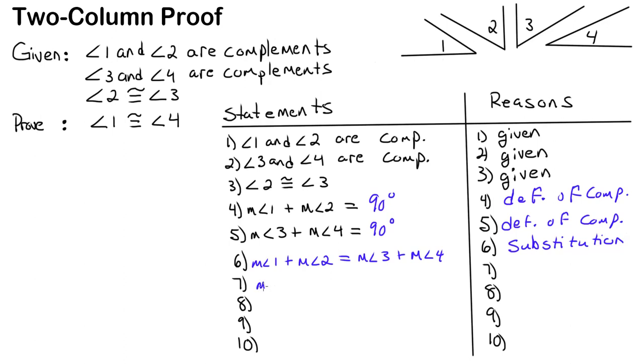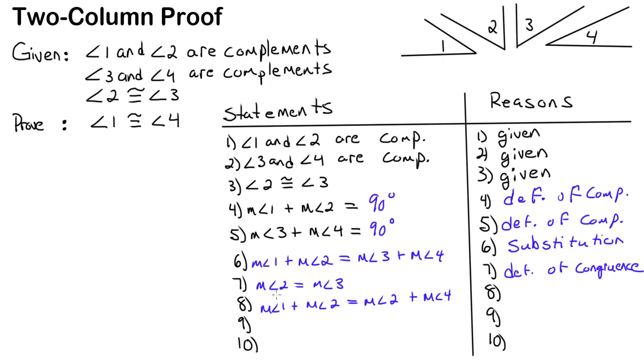Now we know that the measure of angle 2 is equal to the measure of angle 3 because they are congruent. So, definition of congruence. So we can use that to substitute into our previous statement from number 6, where I have measure of angle 1 plus the measure of angle 2 is equal to, and here, instead of saying the measure of angle 3, I'm going to say the measure of angle 2 plus the measure of angle 4.